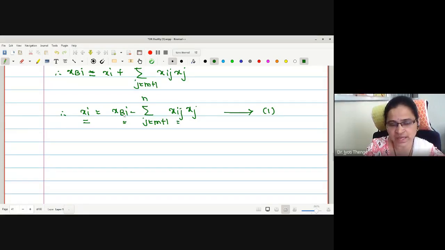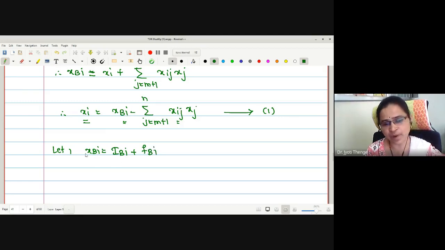Now whatever these xbi and xij values are, the xij's are the row entries, and xbi is the value of our ith basic variable. Now we will separate both values in terms of integer and fraction. Let me write xbi as Ibi plus Fbi, where Ibi is the integer part of xbi, and Fbi is the fractional part of xbi.